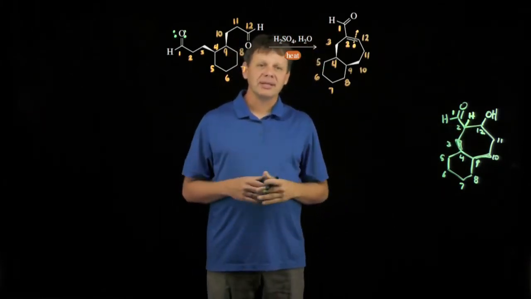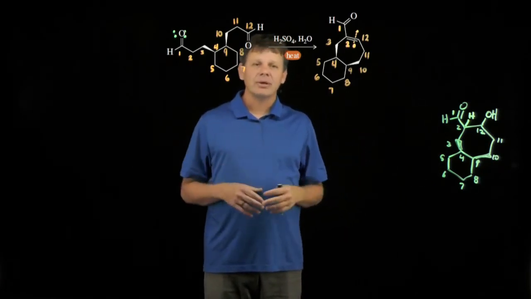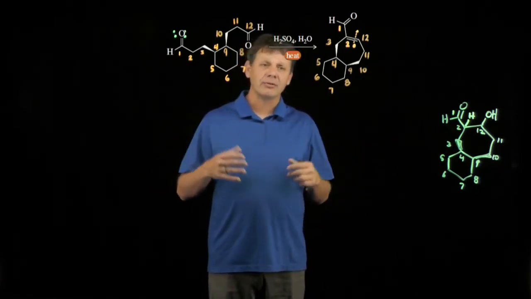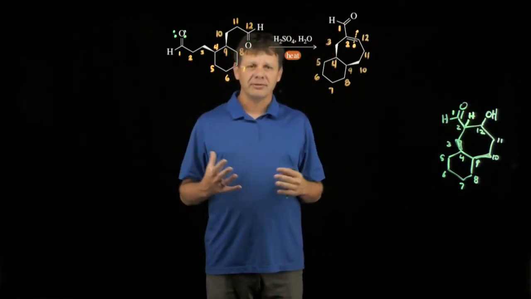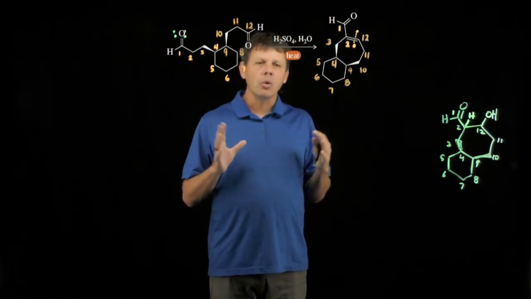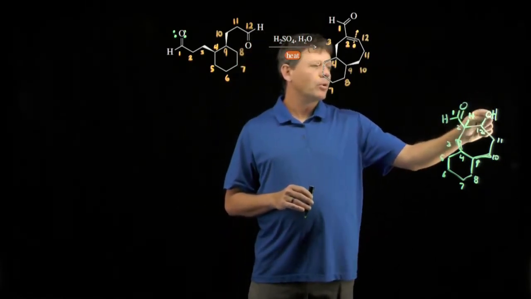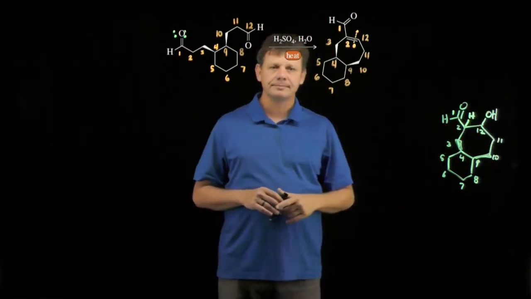Now, if it were as simple as an E2 elimination, we could draw one set of arrows and get us to here, but we can't. We're not in basic solution. In fact, we're in acidic. Hydroxide is not a great leaving group. How do we make it a better leaving group in acidic solution? We need to protonate it, okay? So the first thing we know we're going to need to do is protonate this to make it a better leaving group.